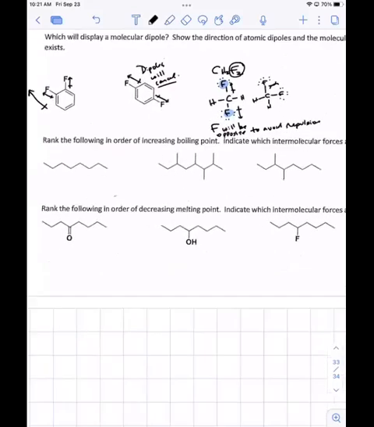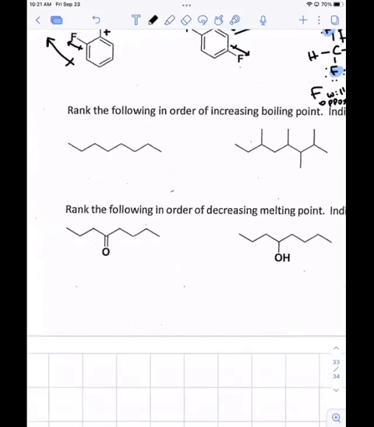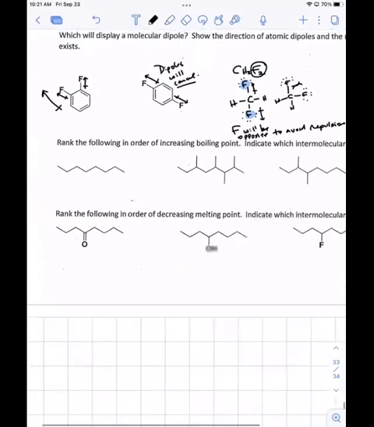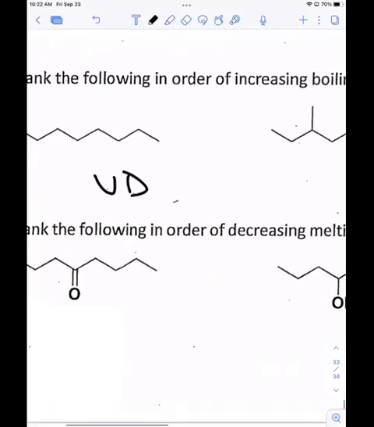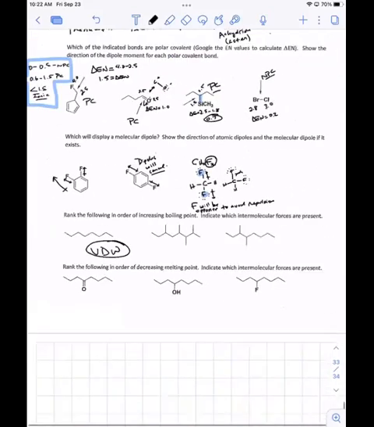So when you have a situation like this, where you have all alkyl chains, alkyl chains and carbon-hydrogen bonds are not highly polarized. And so in this case, again, we said this on Wednesday, every molecule experiences London forces.